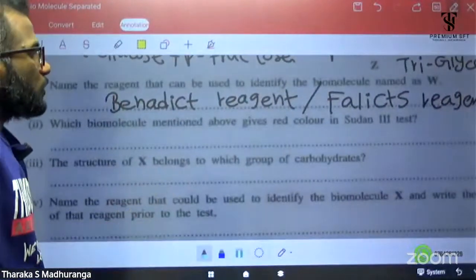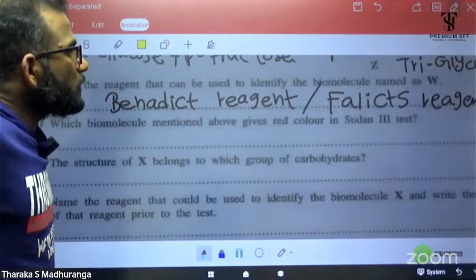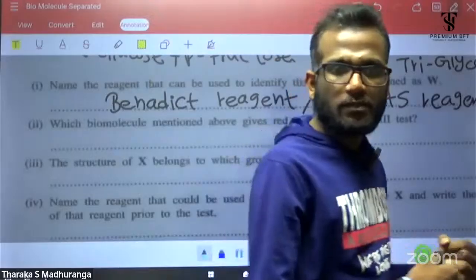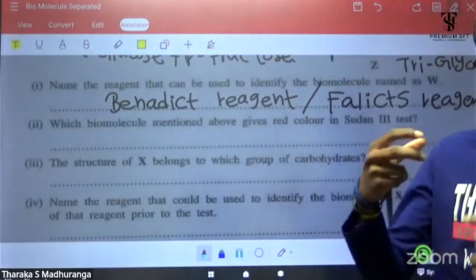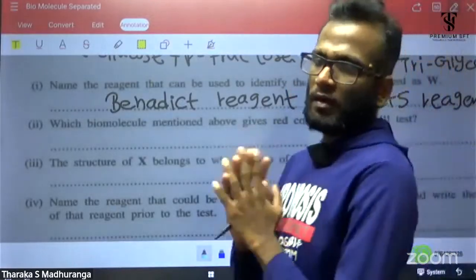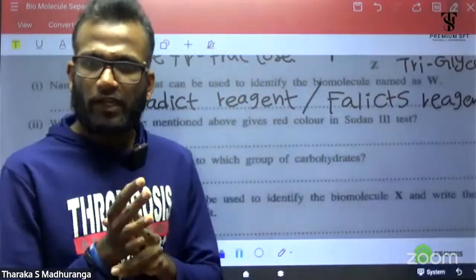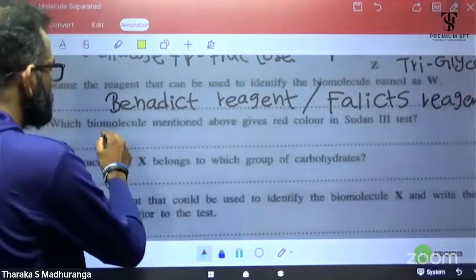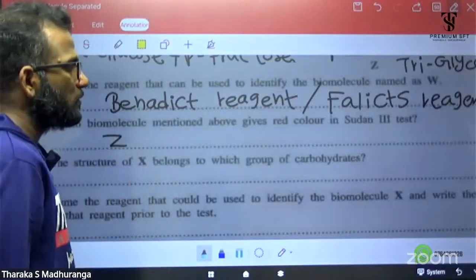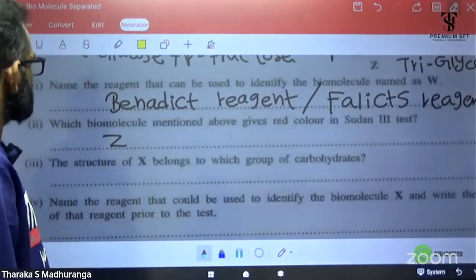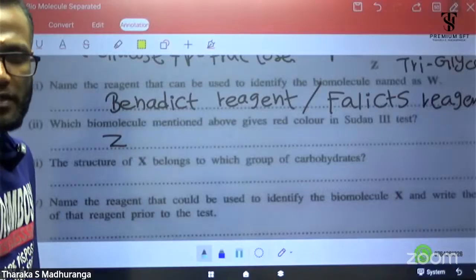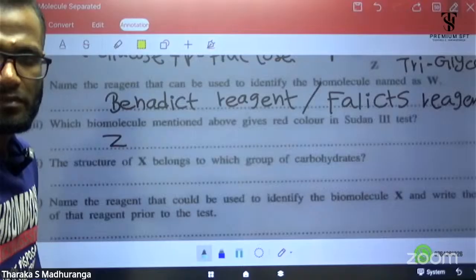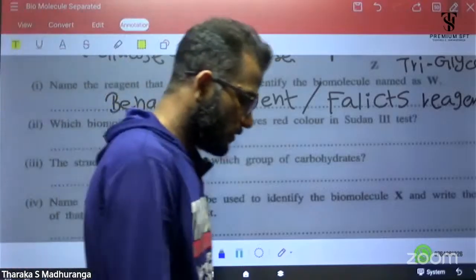Which biomolecule mentioned above gives a red color in the Sudan III test? Okay, what is the biomolecule? The Sudan III test is used for lipid identification, right? Then only one lipid type is given here. It is Z. Good.